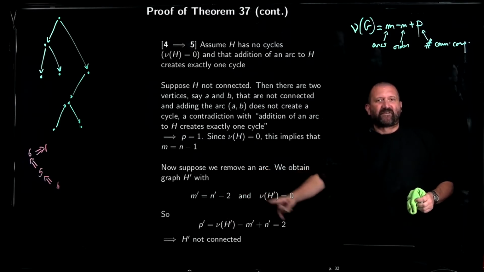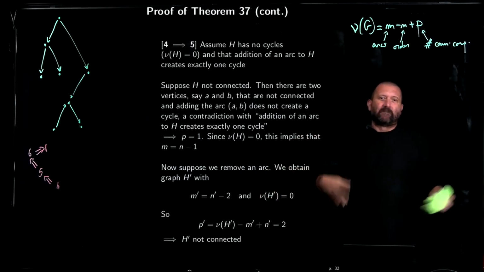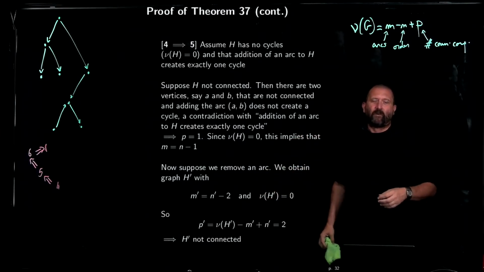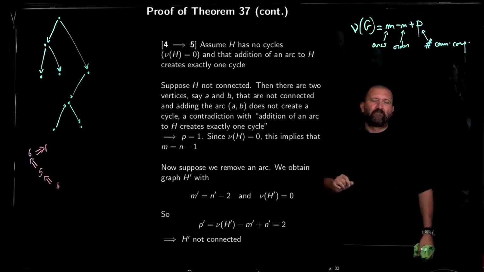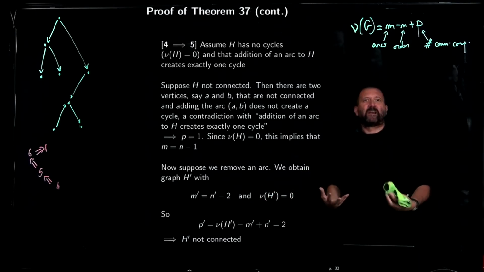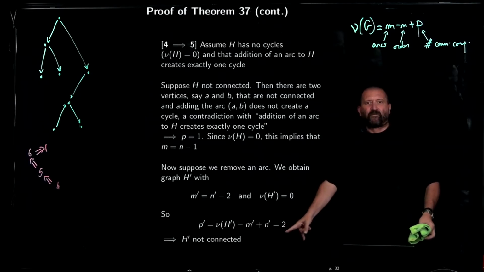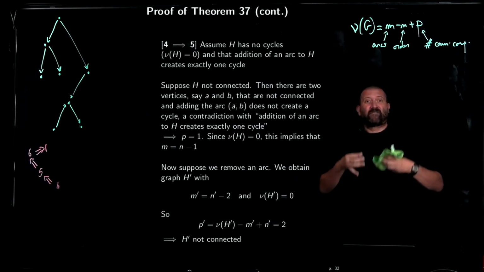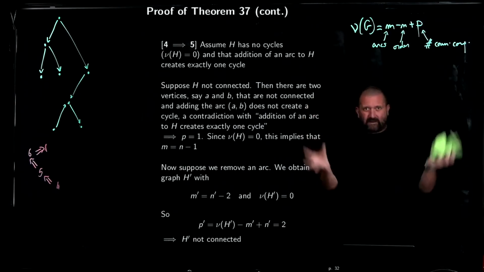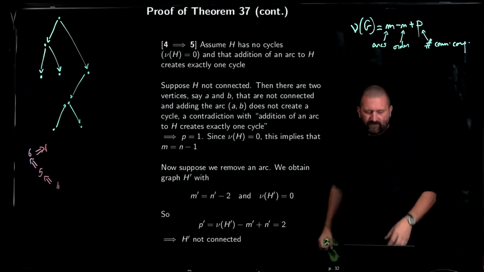And this new graph has no cycle. And again, I plug all of this into the formula, and I get that p prime, so the number of connected components in this new graph in which I've removed an arc, is 2. I have 2 connected components. That means my graph is not connected. I can partition my graph into 2 connected components.